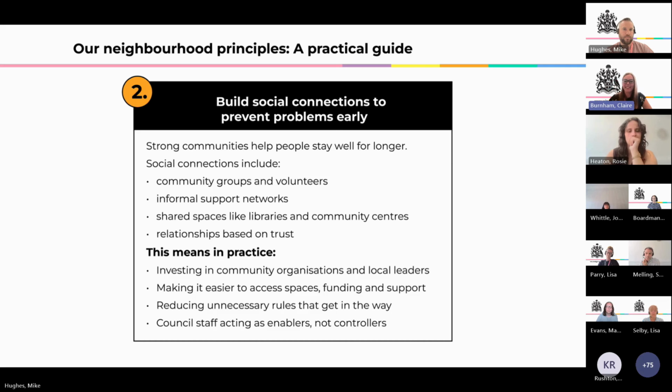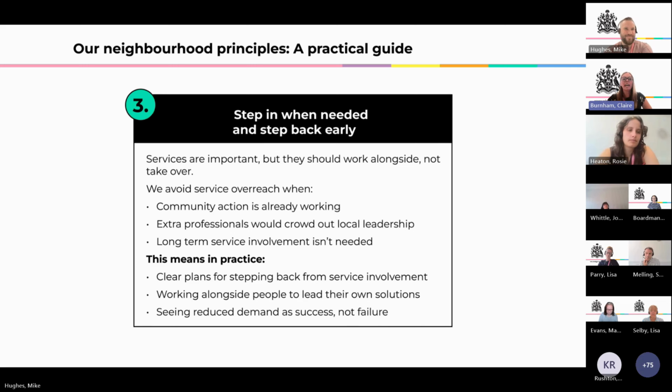Right, next one. Okay, so the next one is around stepping in when needed and stepping back early. Again, in a very well-meaning way, sometimes I think as professionals, we can see where there's a challenge or a problem. And it's sometimes within our nature to put our capes on and fly in and go, I want to help fix this. Because that's a natural response sometimes, isn't it, to do the right thing.